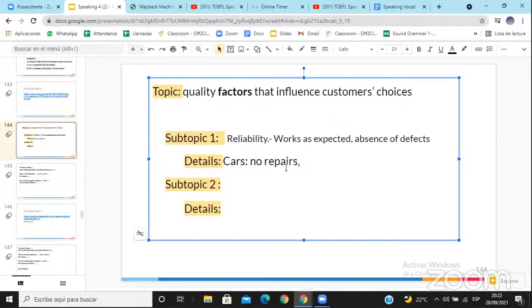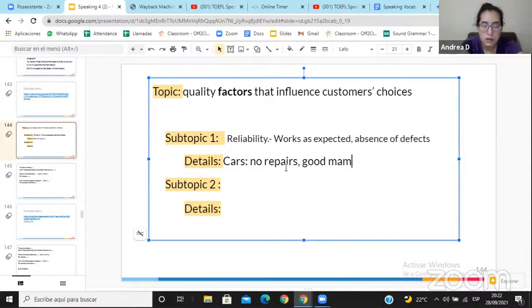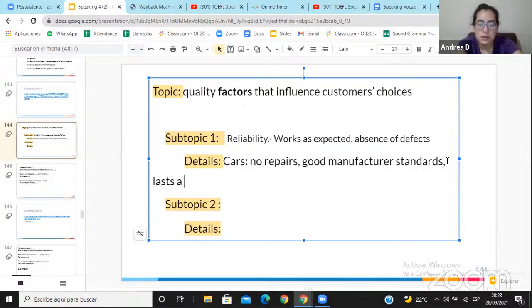With the good manufacturer standards. Okay. Manufacturer standards. And it also lasts a reasonable amount of time, right? It lasts some time.